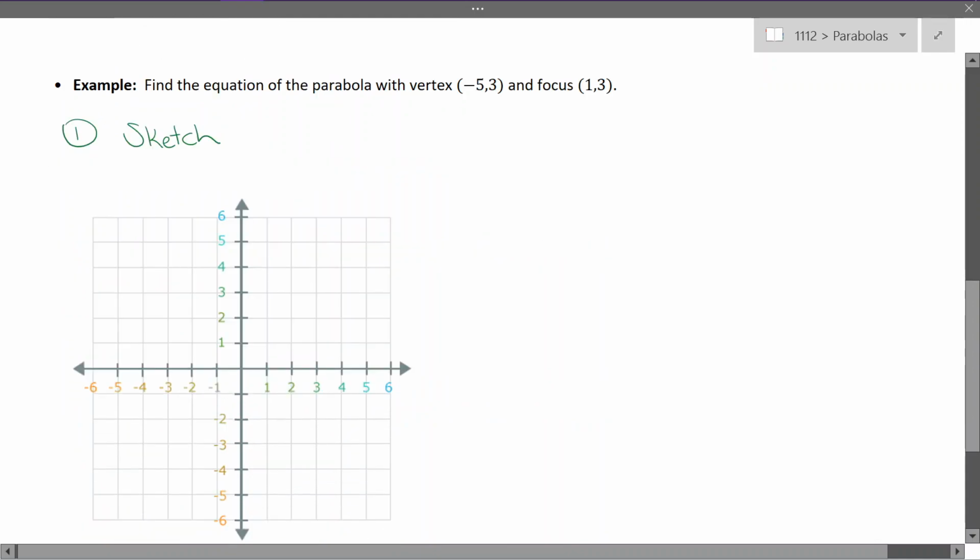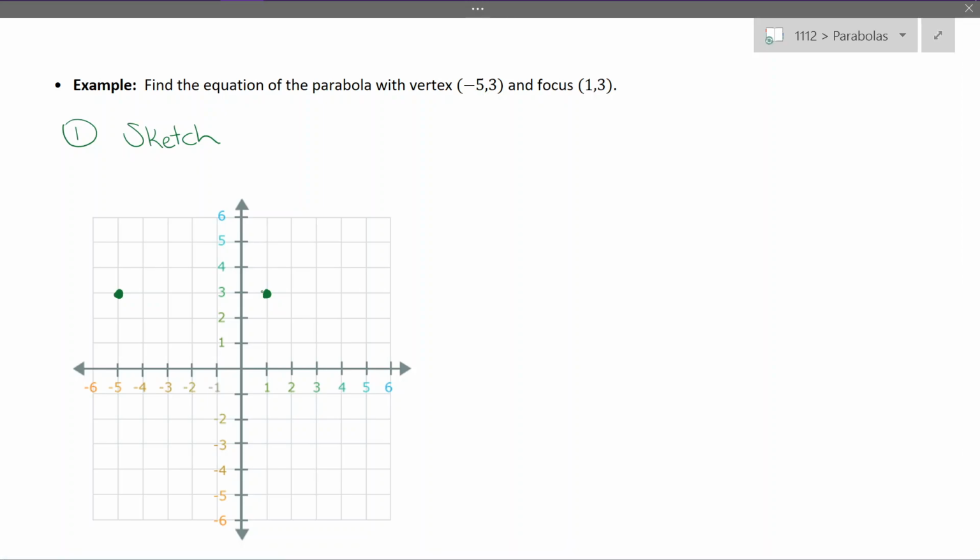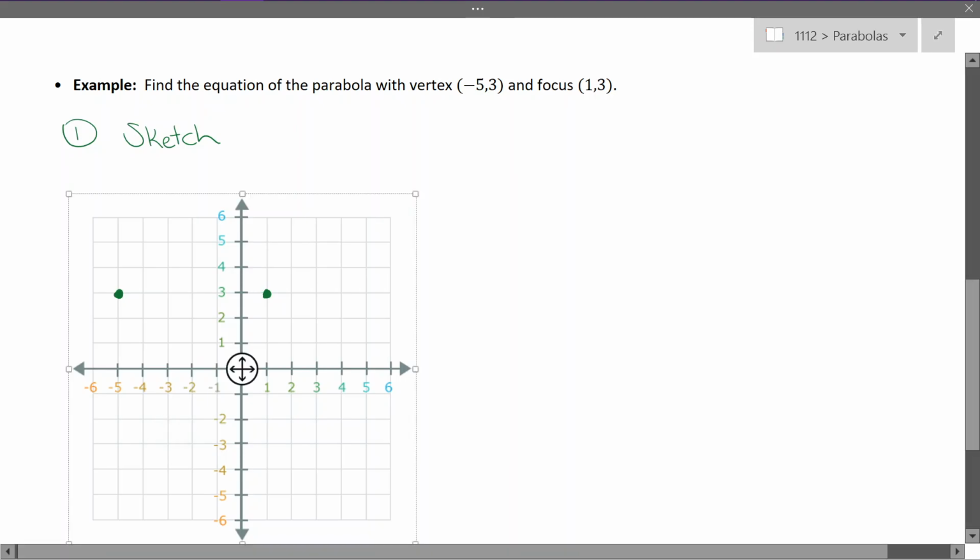So we have vertex (negative 5, 3), so it's going to be right there. And we have focus (1, 3), which will be right there. Well, we know the vertex is where it changes directions, and we know that it bends around the focus, so it's going to look something like this. So we know that this opens right.